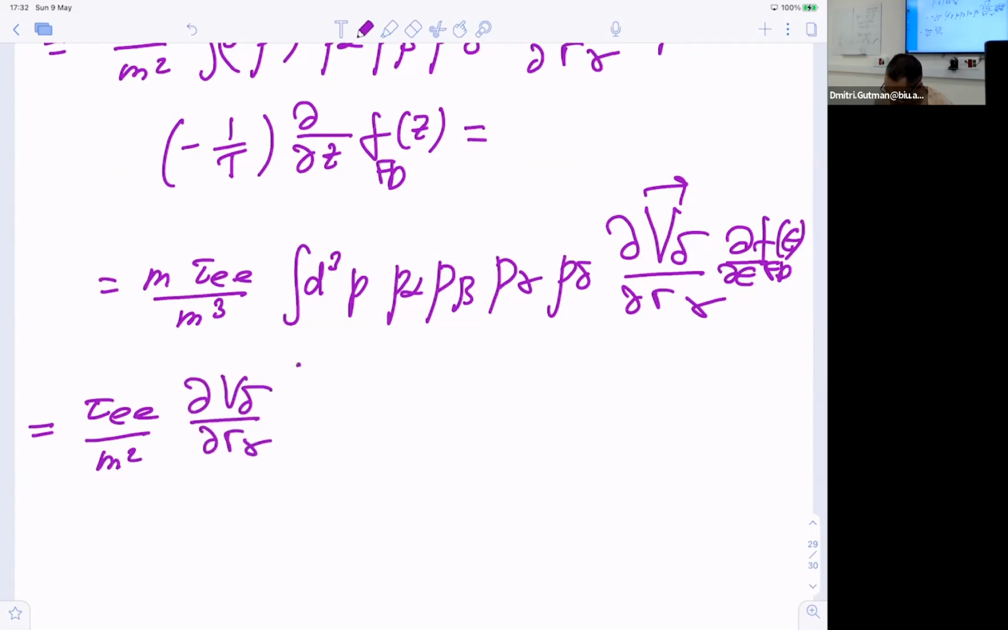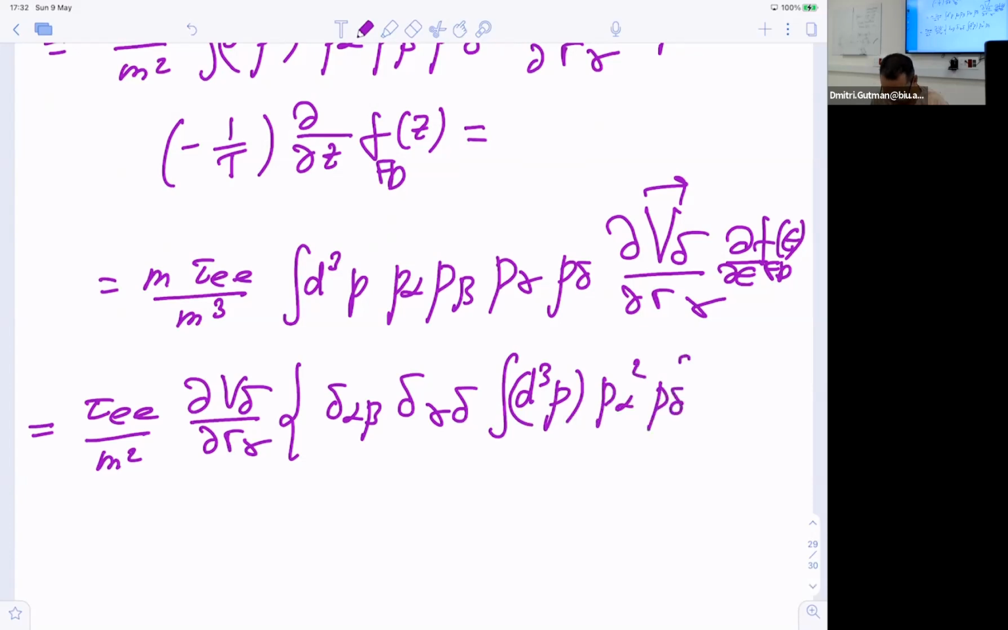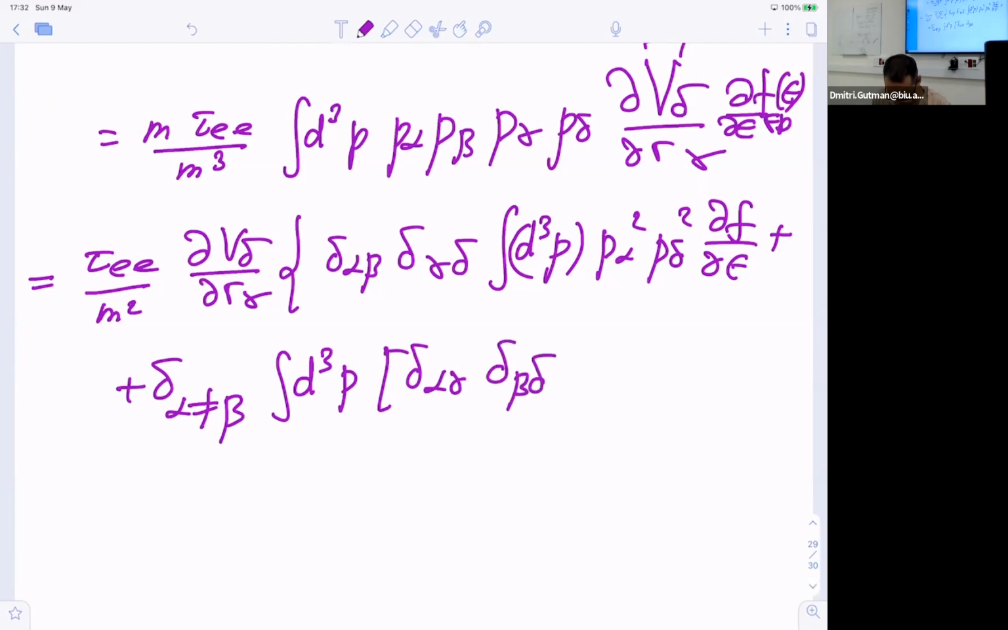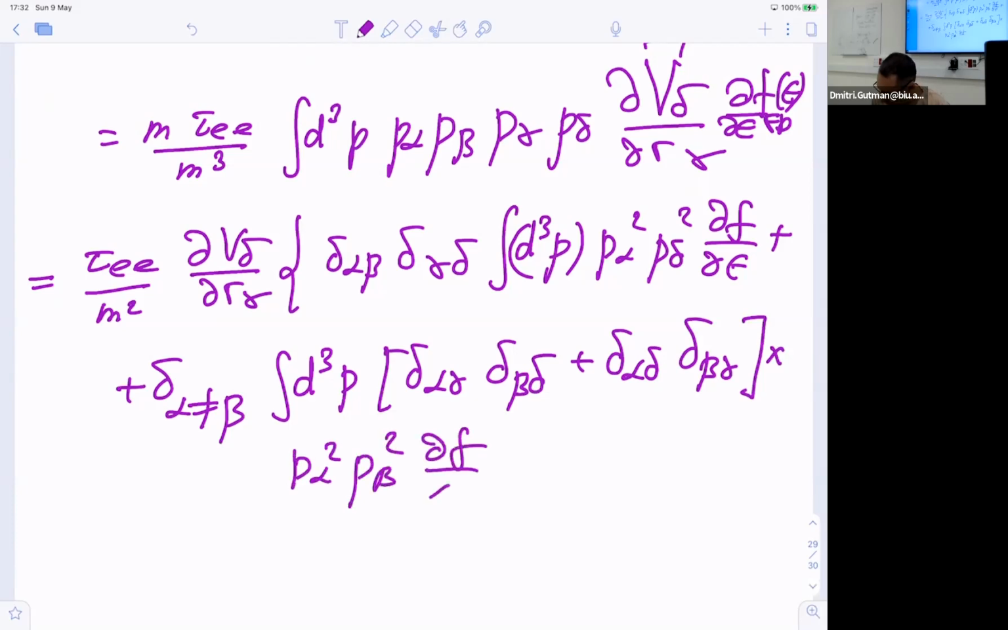gamma, delta alpha beta, delta gamma delta, integral d3p, p alpha squared, p delta squared, df over d epsilon, plus, and here's the term with alpha not equal beta, times integral d3p, (delta alpha gamma, delta beta delta, plus delta alpha delta, delta beta gamma), times p alpha squared, p beta squared, df over d epsilon.